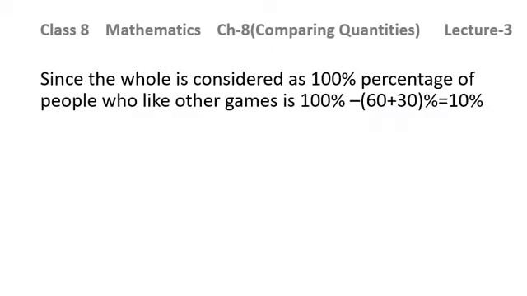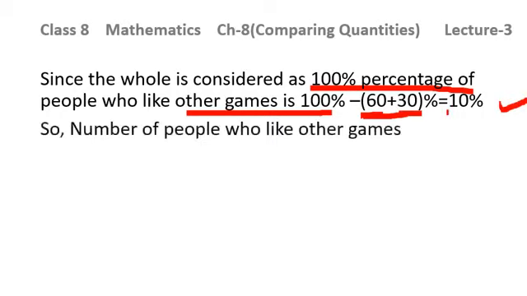Then, since the whole is considered as 100 percent, we need to find the percentage of the people who like other games. 100% was the total, 60% like cricket, 30% like football. So we add these two and subtract from 100% to get the percentage of the people who like other games, which is 10%.